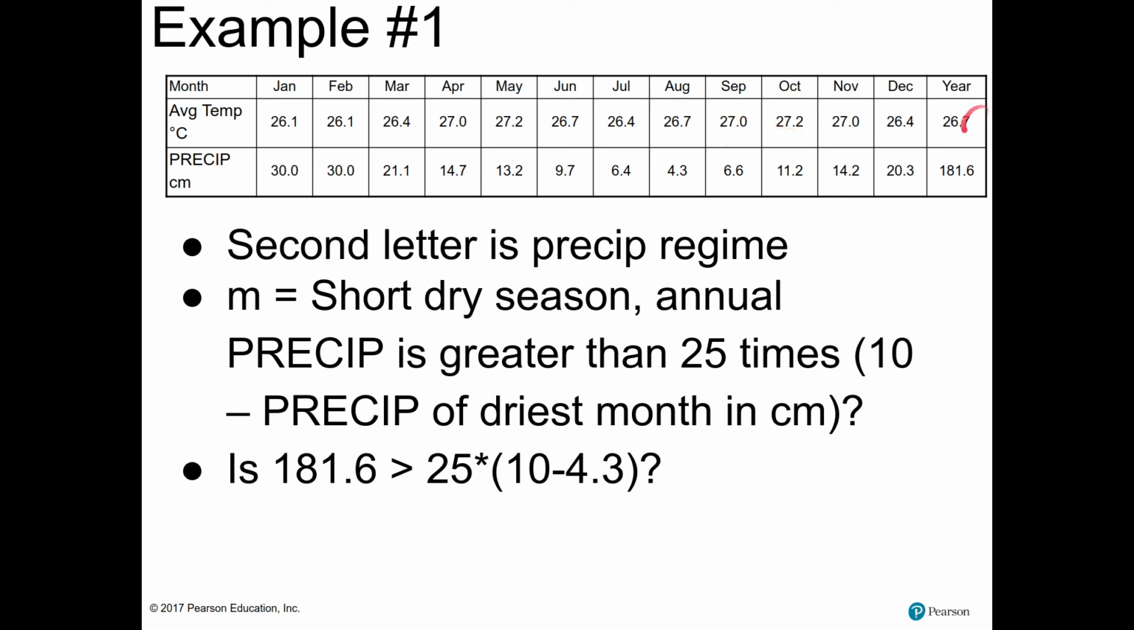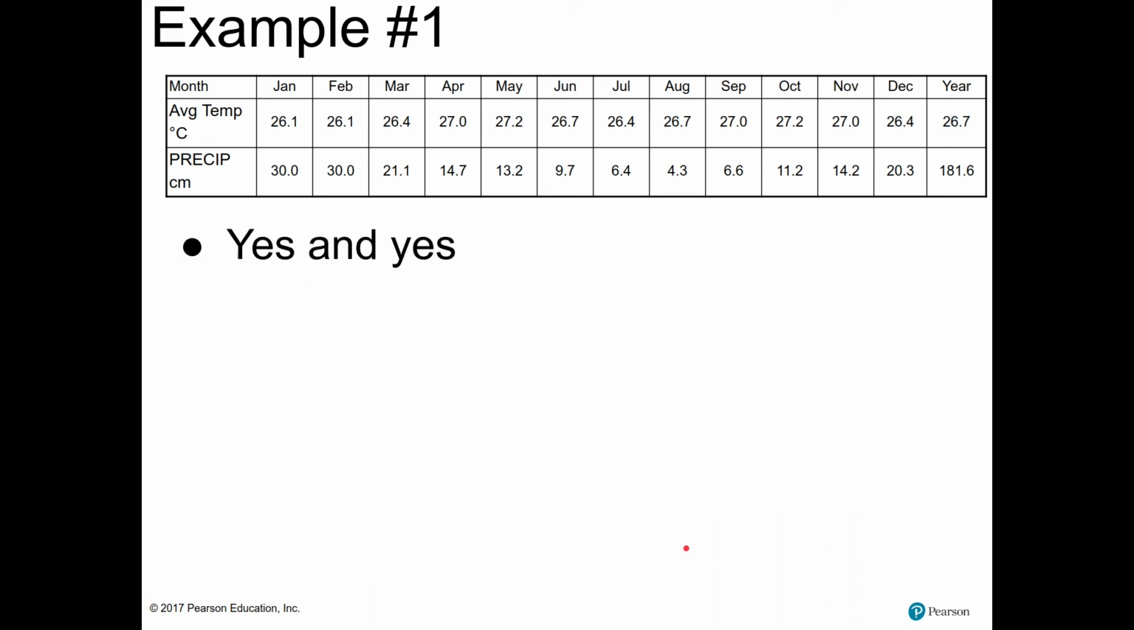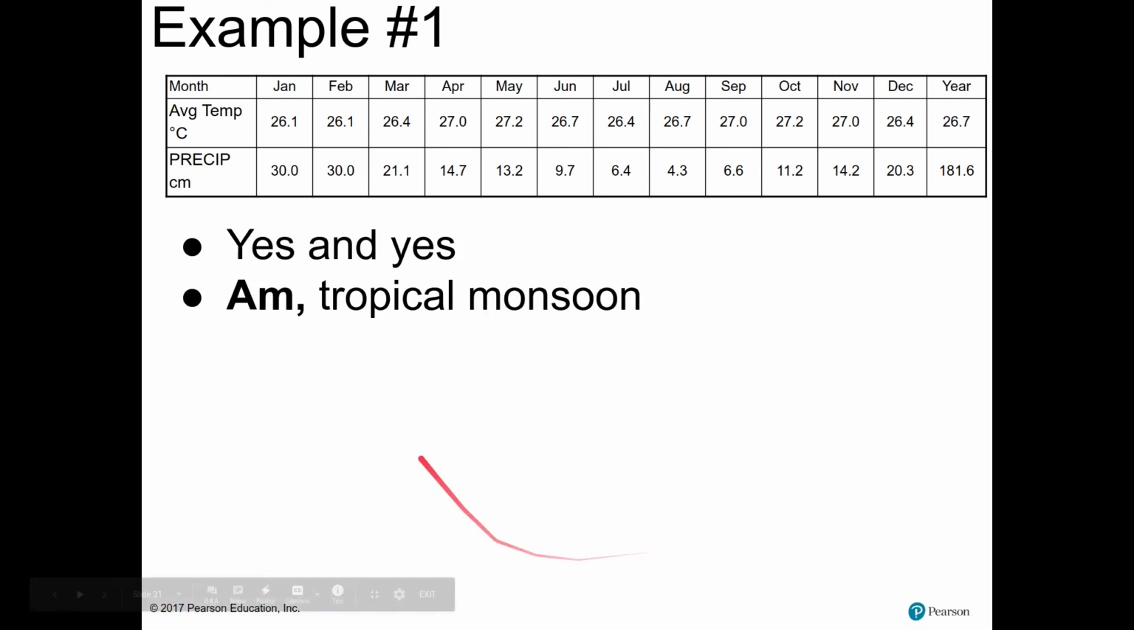So here we've got the average temperature. This is the total annual rainfall, 181 inches. The math for this then is 181.6 greater than 25 times 10 minus the precip of the driest month. The precip of the driest month is 4.3, so 10 minus 4.3 is 5.7. 5.7 times 25 is 142. 181 is indeed greater, so it's an AM climate. Yes and yes, so it's an AM is the symbol, tropical monsoon is the climate name.